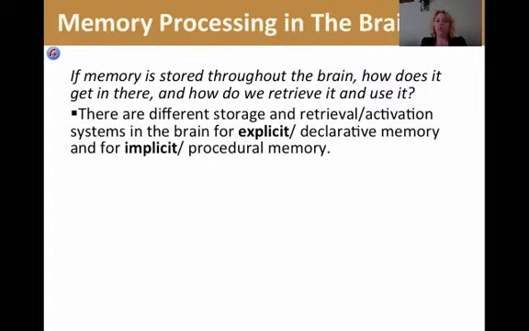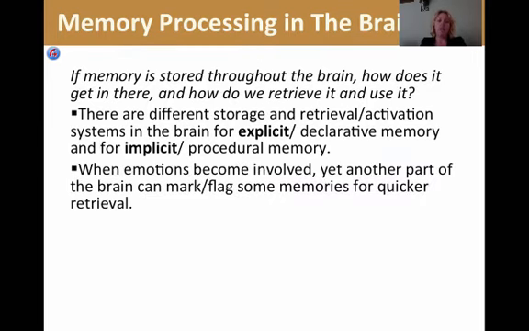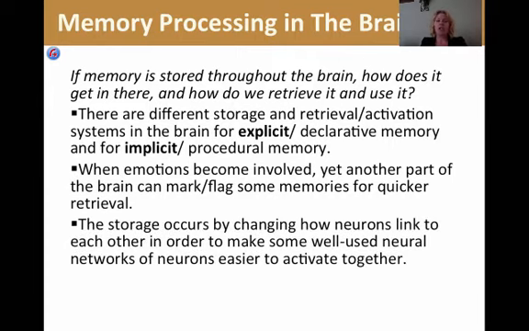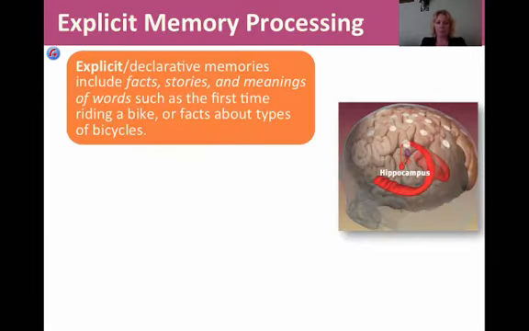Well, there are different storage and retrieval activation systems in the brain for explicit or declarative memories and for implicit or procedural memories. When emotions become involved, yet another part of the brain can flag or mark some memories for quicker retrieval. And storage occurs by changing how neurons link to each other in order to make some of the well-used neural networks easier to activate together. So it's kind of like a keyword, in a sense. All these different neural connections have different keywords, and depending on what's activated, that's how we keep them together in our brain.